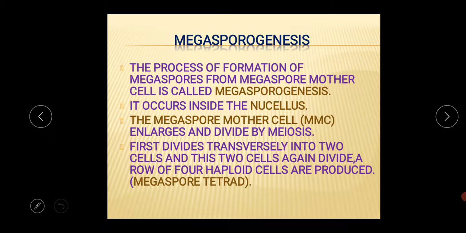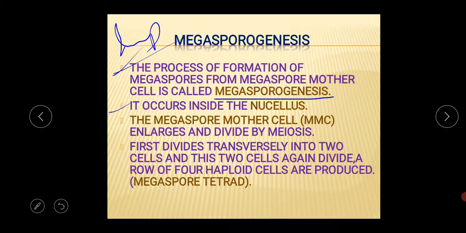Next thing is megasporogenesis. This is a very important thing, because microsporogenesis is also important. From the name you can easily understand this is the development of the ovule. Just like microsporogenesis, megasporogenesis is also there. This is the process of formation of megaspores from the megaspore mother cell, the MMC. This process is called megasporogenesis. So this is the overview, the definition of megasporogenesis.